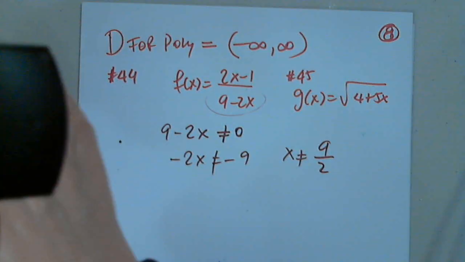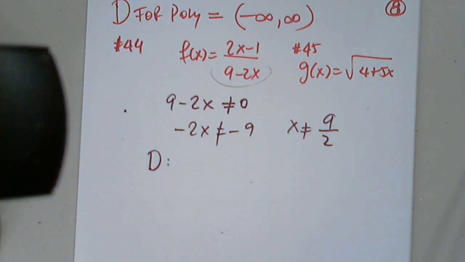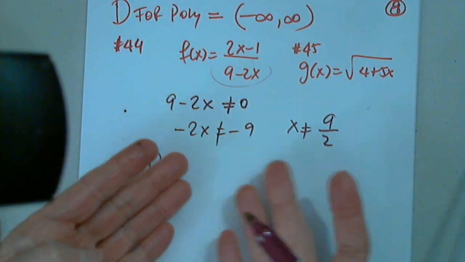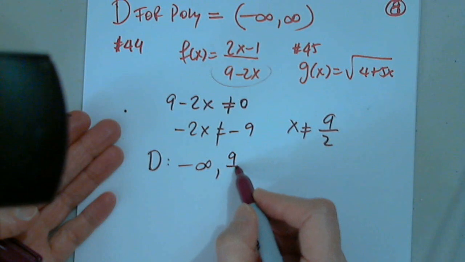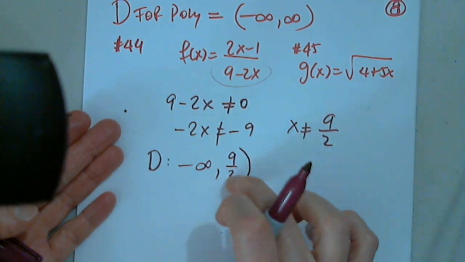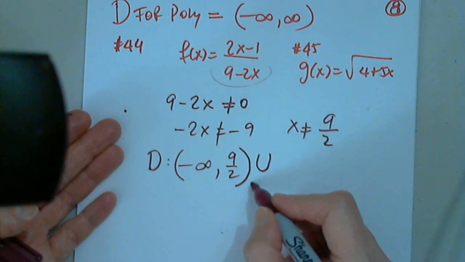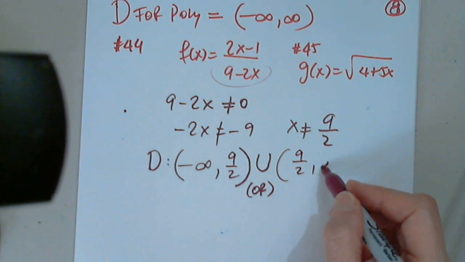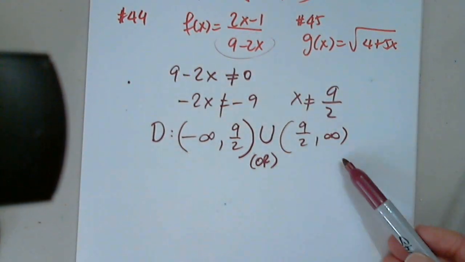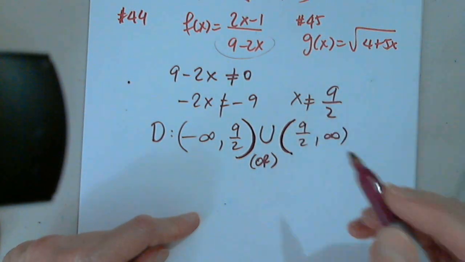But now they want the domain in interval notation. How do I write the domain in interval notation? In other words, how do I express everything but 9/2? Negative infinity to 9/2 with a parenthesis means that 9/2 is not in this interval. Union, we say, 9/2 again with parenthesis, infinity. So this means everything except 9/2.